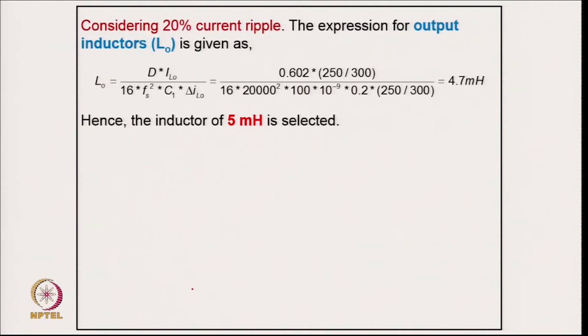Now, coming to the output inductor, considering 20% ripple, the expression for the output inductor is calculated from this relation.